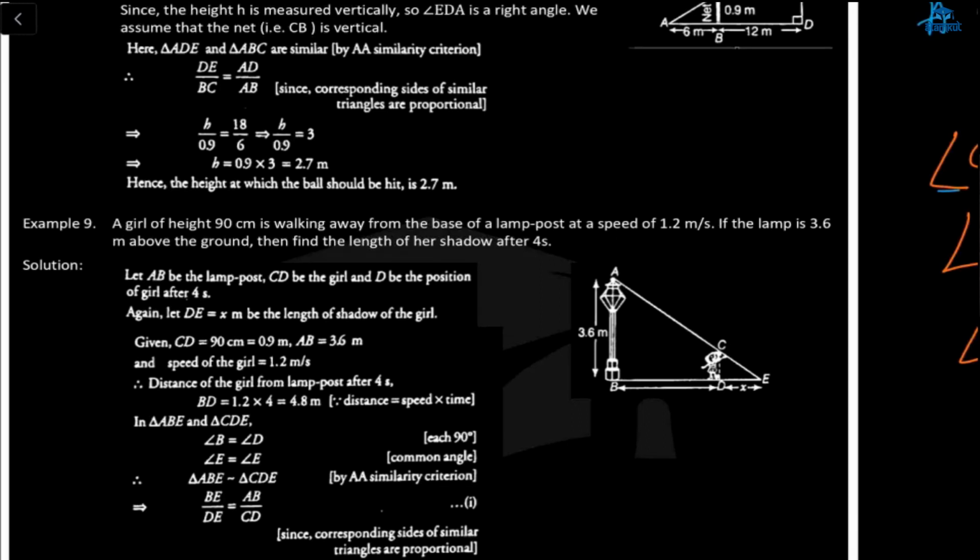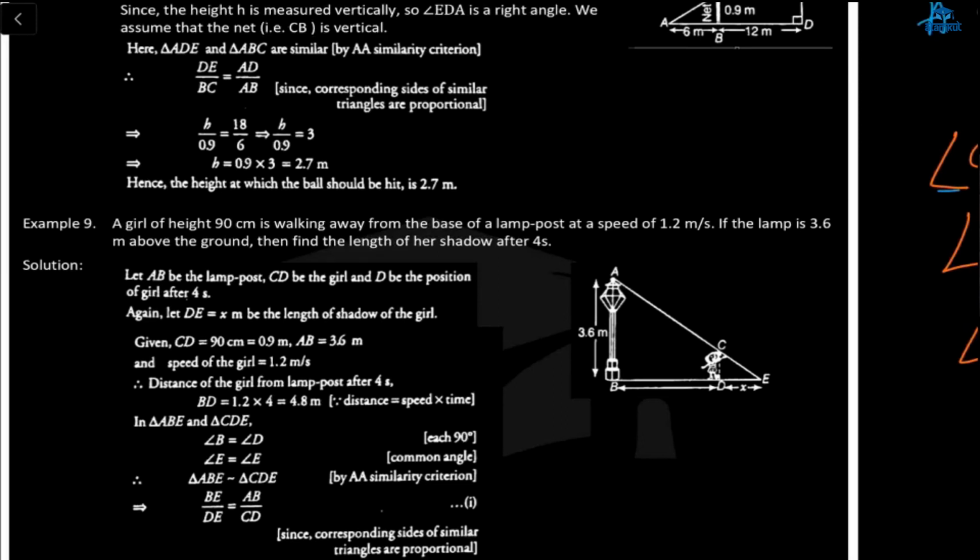Now here, speed is given, and you know how to find out the distance. Distance is equal to speed into time. So, at a speed of 1.2 meter per second, if the lamp is 3.6 meter above the ground, the height of the lamp is given, then find the length of the shadow after 4 seconds. So it is already telling you that after 4 seconds, what will be the length of the shadow.